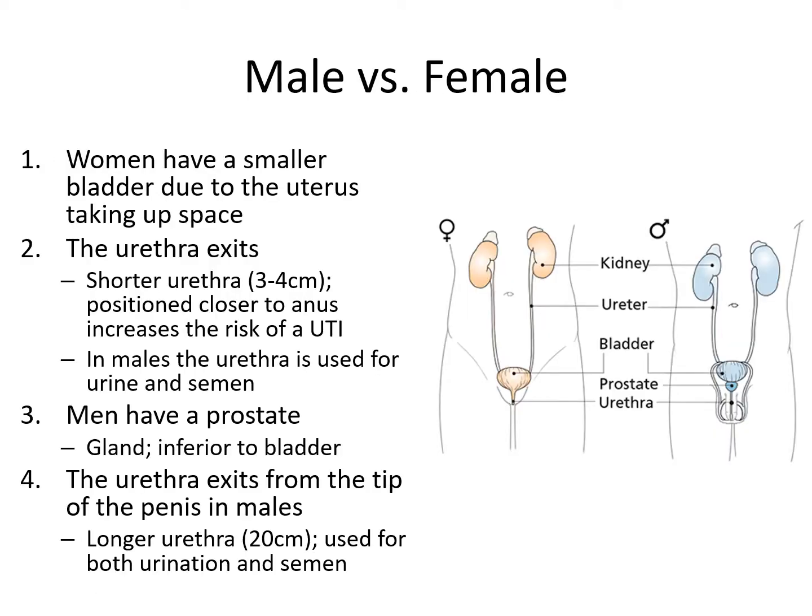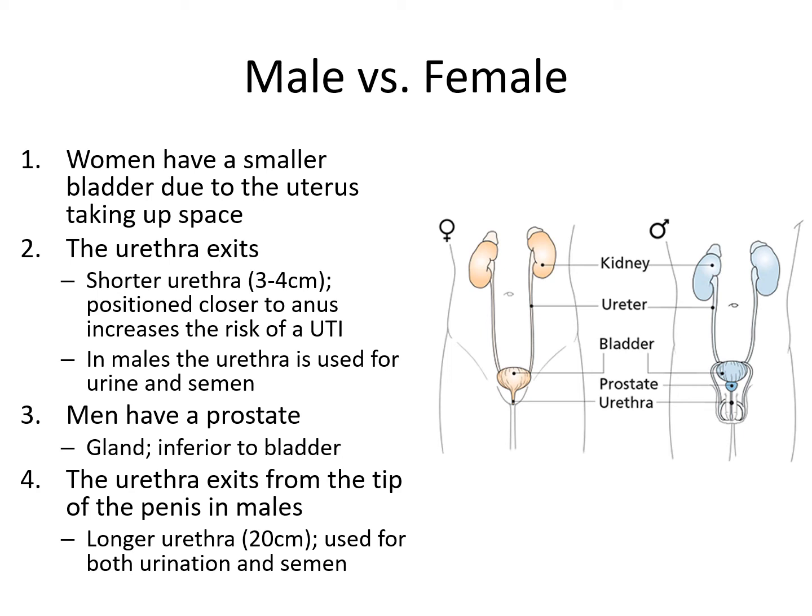We do want to talk about the differences between male and female anatomy. We are going to talk about this a little bit more when we talk about the reproductive system, but there is also a difference in male and female urinary systems. So the first thing I want to point out, and I do want you to know all 4 of these, I think it's very important. Some of them kind of are a little bit redundant, but just bear with me.